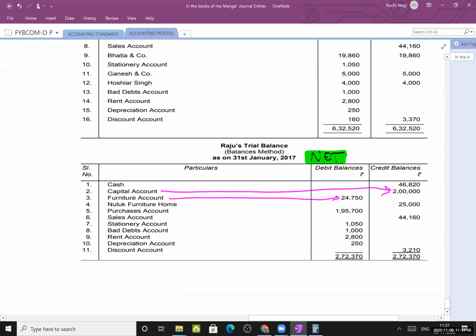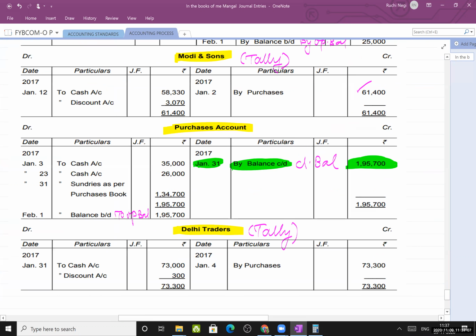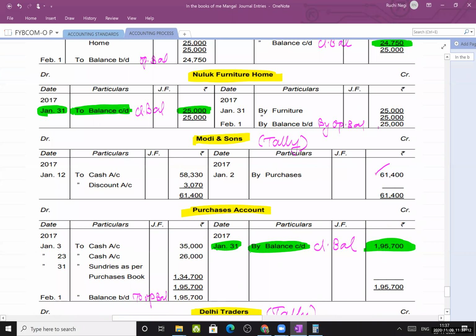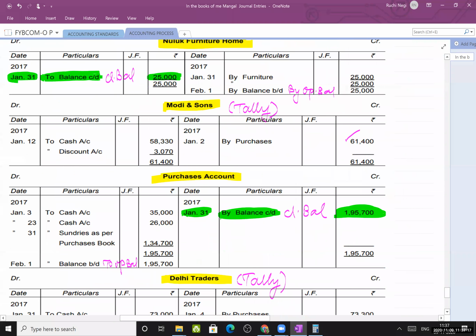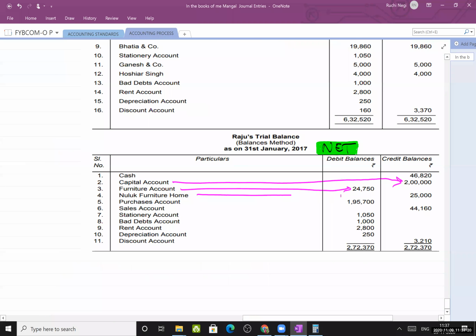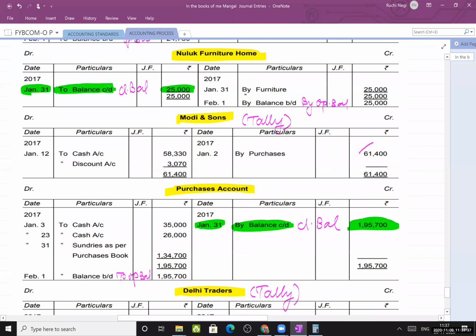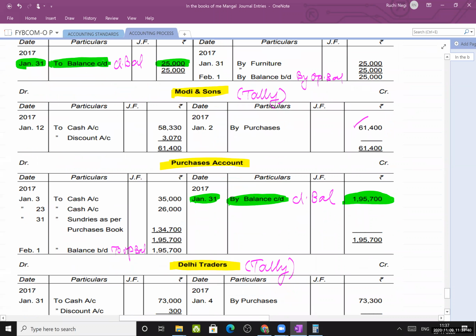Next, after furniture, Nukul furniture home. What is the balance? 25,000. So come to trial balance, write down 25,000 in the credit side. You record on the opposite side, debit में है तो credit में आप trial balance के लिखोगे, credit में तो आप debit के side में लिखोगे trial balance के. ठीक है? Next, Modi and Sons, ये तो tally हो गया, so it will not be reflected in trial balance.